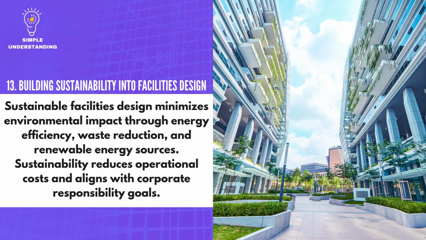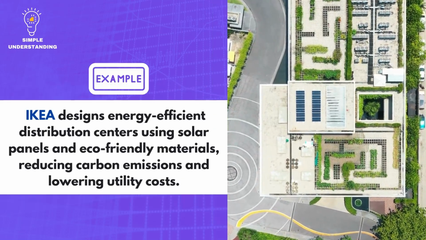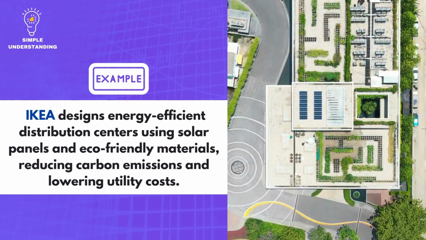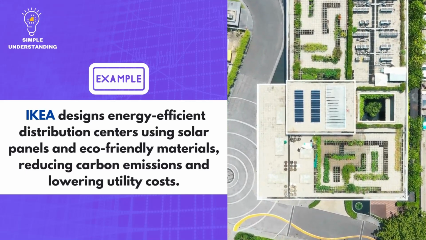13. Building sustainability into facilities design. Explanation. Sustainable facilities design minimizes environmental impact through energy efficiency, waste reduction, and renewable energy sources. Sustainability reduces operational costs and aligns with corporate responsibility goals. Real company example. IKEA designs energy-efficient distribution centers using solar panels and eco-friendly materials, reducing carbon emissions and lowering utility costs. Expansion.